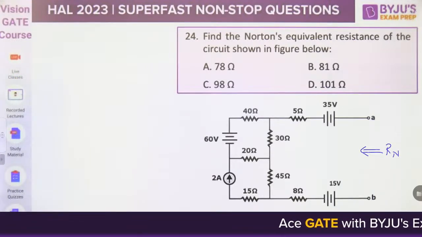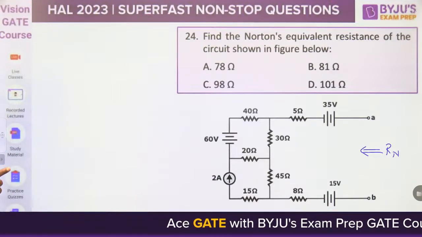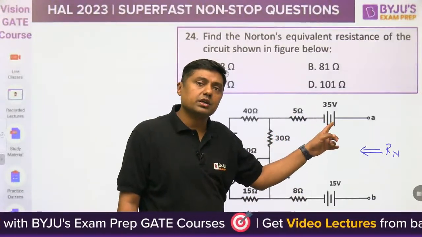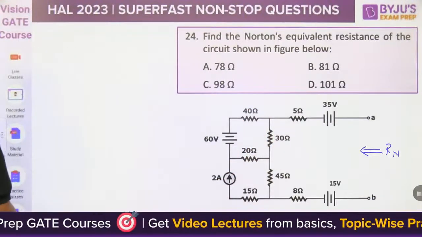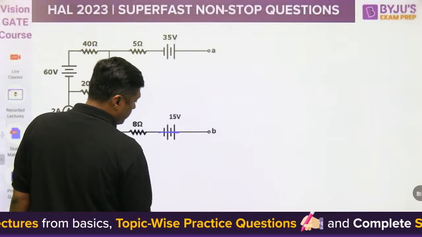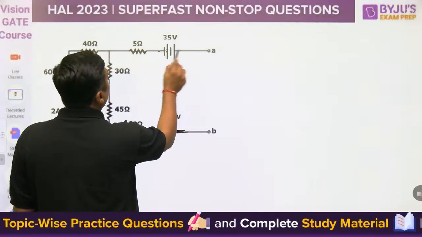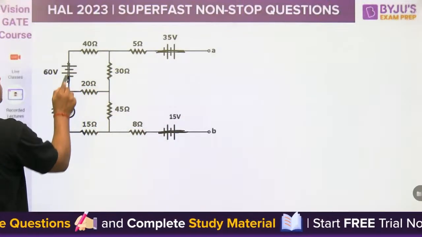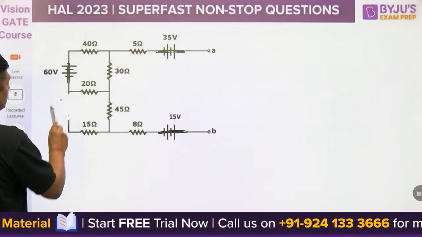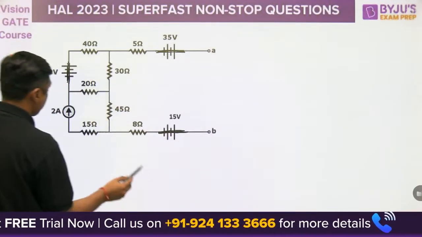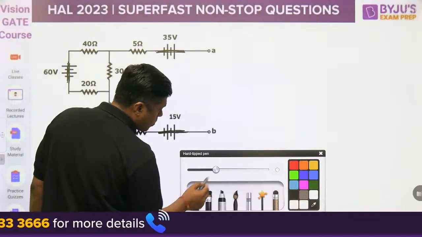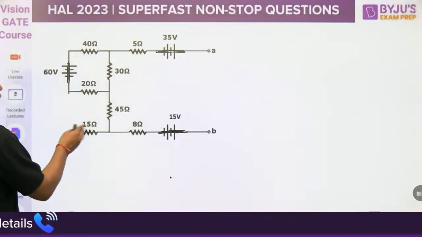Find the Norton's equivalent resistance. Remember, all are independent sources: voltage source 0, current source 0. That means the voltage source acts as a short circuit and the current source acts as an open circuit. And find the R equivalent. This one is a short circuit, and this will act as an open circuit. Okay, now watch this. Now this is a floating resistor, leave it.